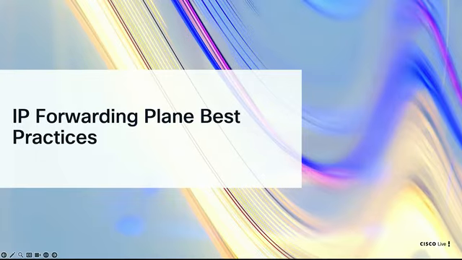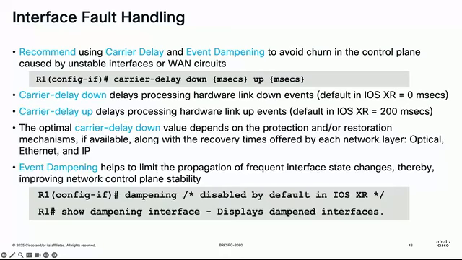All right, time to look at IP forwarding plane best practices now. Let's begin with a very simple but powerful utility, interface fault handling. IOS XR supports the carrier delay utility, or CLI, with up or down values you can define. By default, IOS XR has carrier delay up as 200 milliseconds, for example, for Cisco 8000 series platforms.